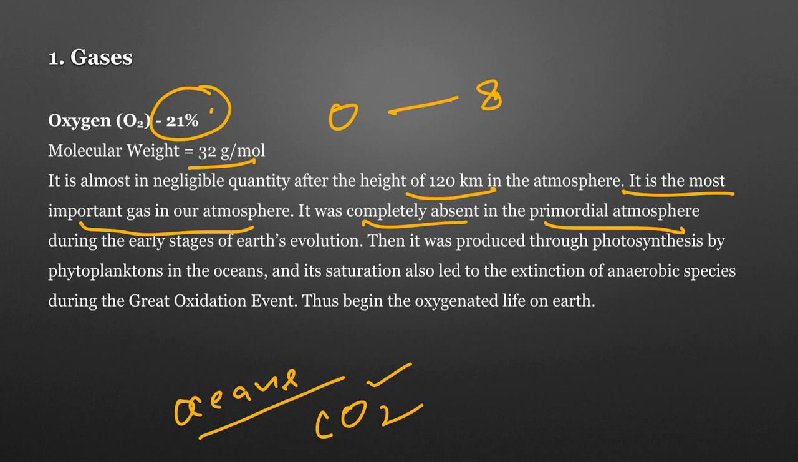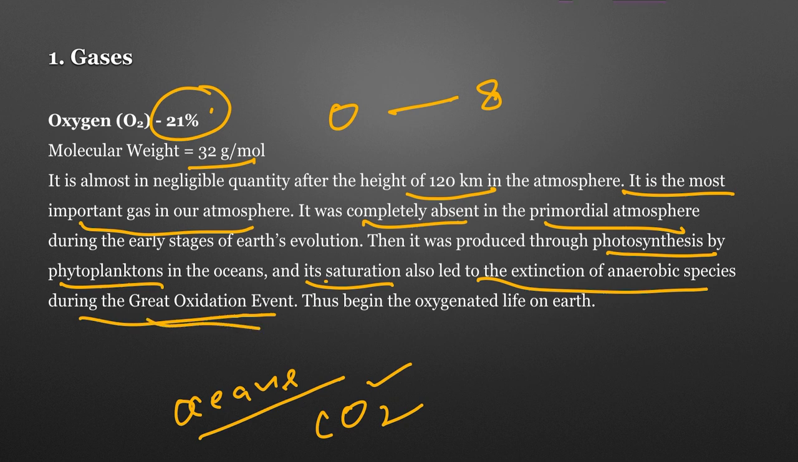Then this CO2 was used in photosynthesis by the phytoplanktons, which then produced oxygen, and the saturation of this oxygen led to the extinction of anaerobic species during the great oxidation event. When the oceans were flooded with oxygen, it started to come out of the oceans, and anaerobic species, meaning those not dependent on oxygen to survive, all became extinct, and that event is called the great oxidation event. And after that, only oxygenated life began on the earth.